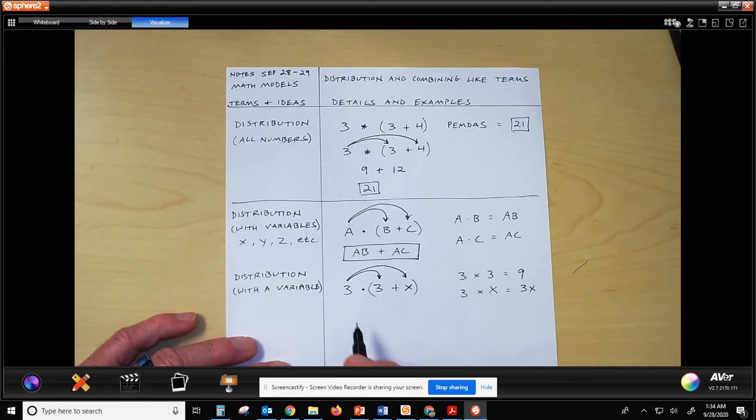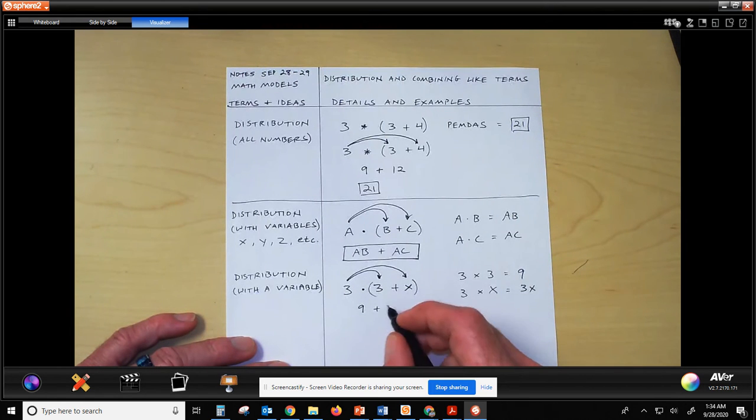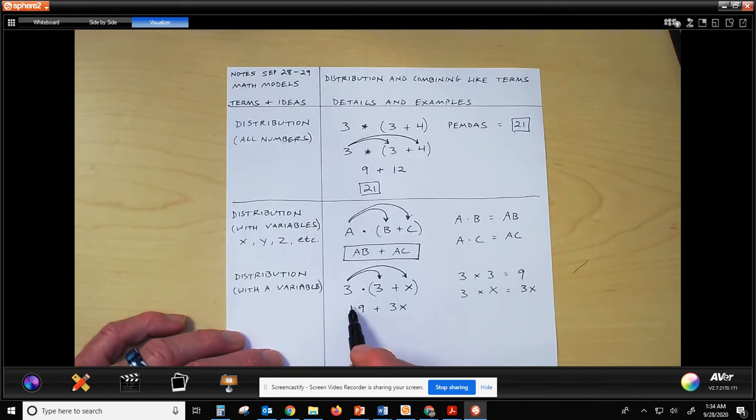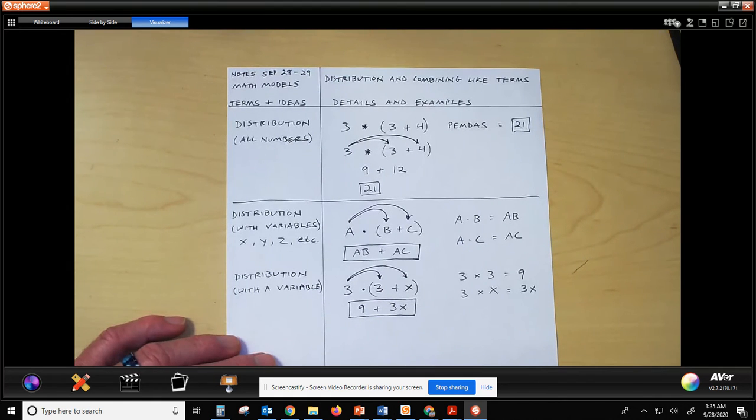I am going to do this distribution in series here, just like we did here. 3 times 3 is 9. And 3 times x, I have to put a plus here, is 3x. And that is as simple as I can get. It is not okay to squash these two together. If there is an x variable and I don't know what x is, this is as simple as I can get. Okay, we're doing well.